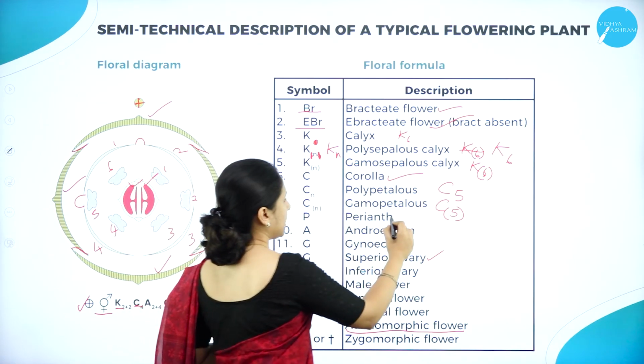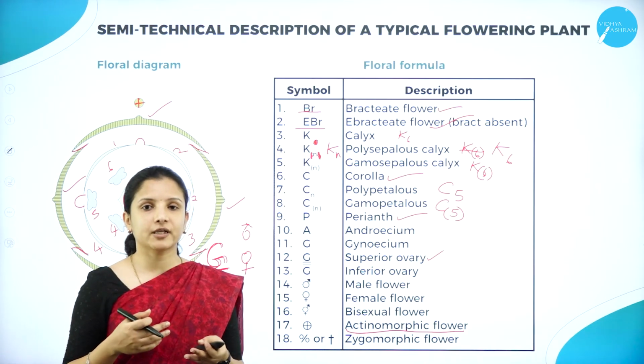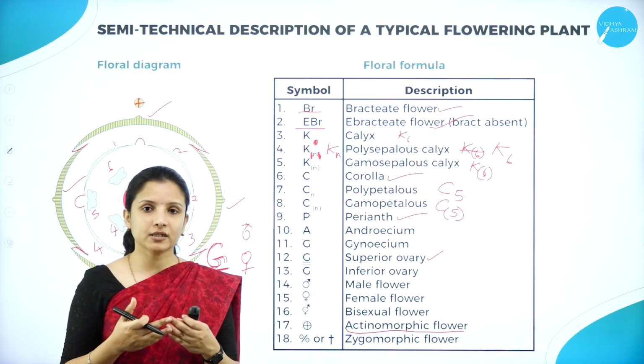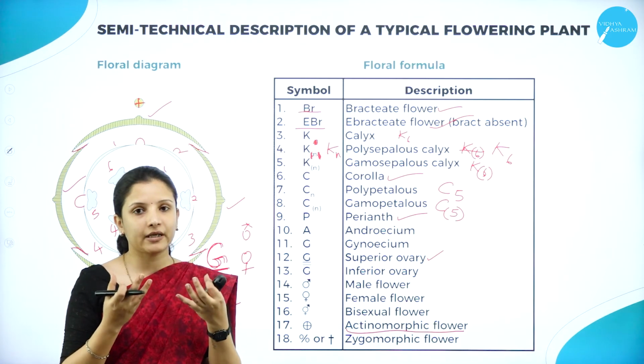P is for perianth. So what is perianth? In some families, say for example, champaka flowers, if you look at the flower, you cannot distinguish between the petal and the calyx because both look the same.